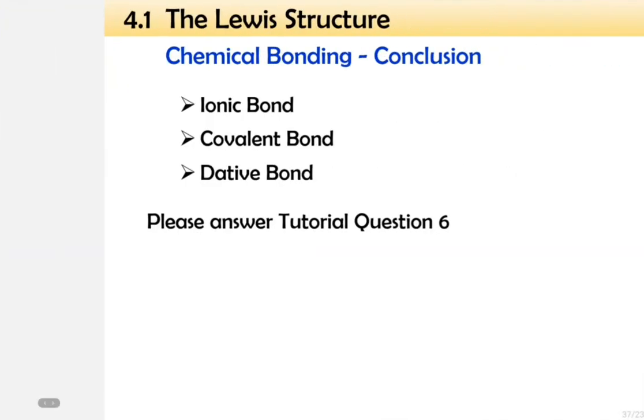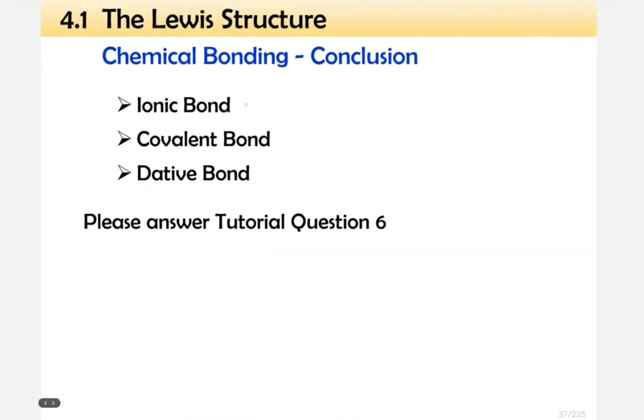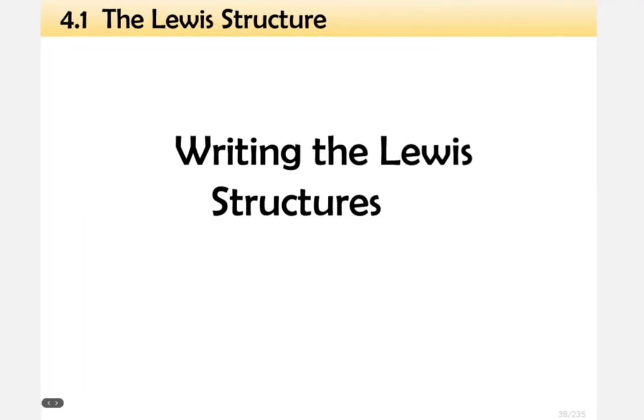Okay, jadi sekarang kita dah go through ionic, kita dah belajar macam mana. Covalent bond pun kita dah belajar macam mana nak tunjuk formation dia. And the last one tadi, dative bond. Okay, so please answer tutorial question 6. Alright, jadi saya dah cover learning outcome A, B, C. Alright, untuk kali inilah. Jadi untuk Lewis structure and so on, seterusnya kita akan terus discuss dalam kelas yang seterusnya.